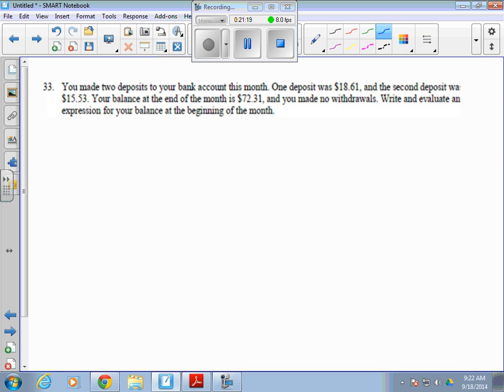Number 33 says you made 2 deposits to your bank account this month. One deposit was $18.61. The second deposit was $15.53. Your balance at the end of the month is $72.31. You made no withdrawals. So no money came out. So your balance at the end of the month is $72.31. No withdrawal, so you didn't subtract anything. So all we did with these was add these two together to get this.